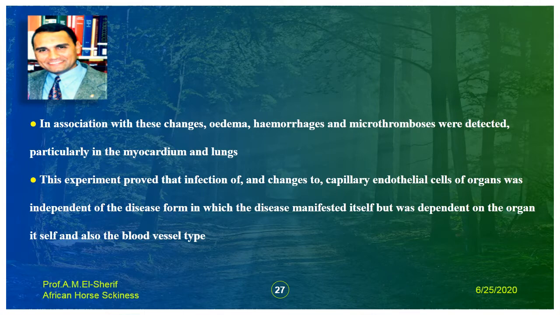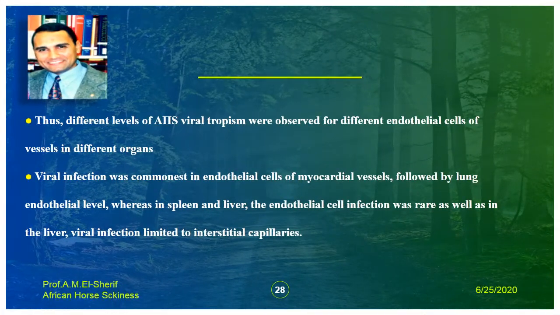This experiment proved that infection of and changes to capillary endothelial cells of organs was independent of the disease form in which the disease manifested itself, but was dependent on the organ itself and also the blood vessel type. Thus, different levels of African horse sickness viral tropism were observed for different endothelial cells of vessels in different organs.